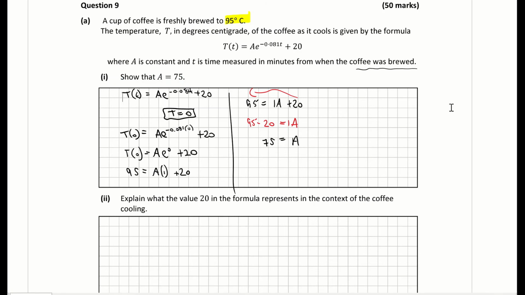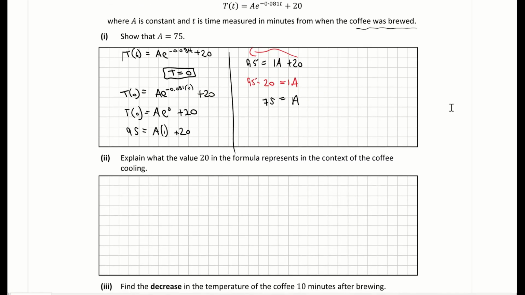Looking at part 2, explain what the value of 20 in the formula represents in the context of the coffee cooling. Well, the 20 is the constant, first of all, so I'm just going to put that down. 20 is the constant. What that basically means is that it would be the room temperature. So if you leave that coffee out for infinite time, it's still going to remain at 20 degrees. So in other words, it's the room temperature. I think that's enough for part 2.